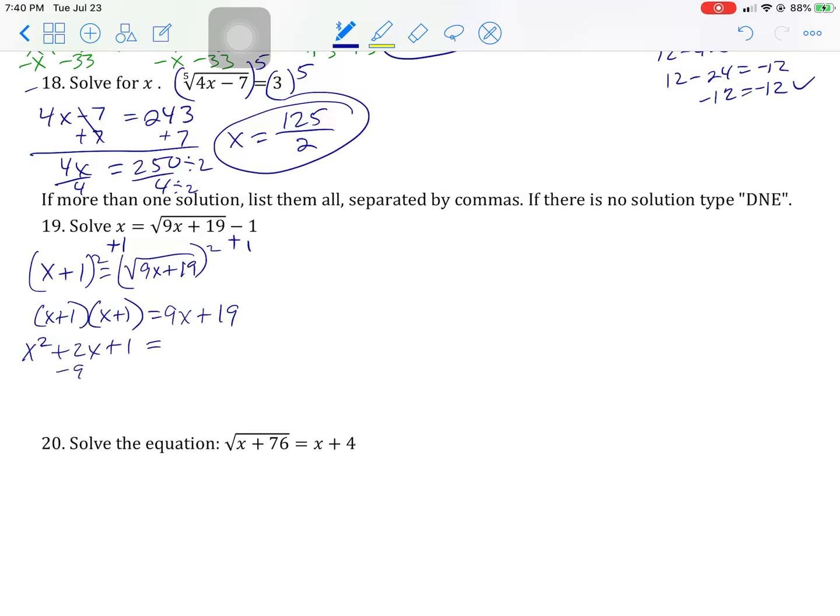I'm going to move over the 9x and 19. So x squared minus 7x minus 18 equals 0. Does that factor? That does factor. You can do the quadratic, or you can factor it. Let's see. That's going to be a negative 9 and a 2. It does factor.